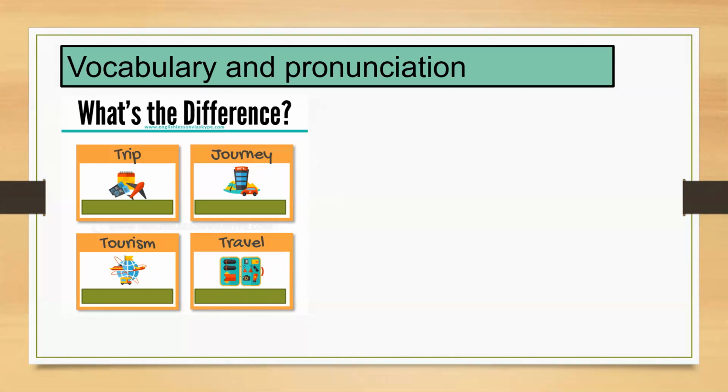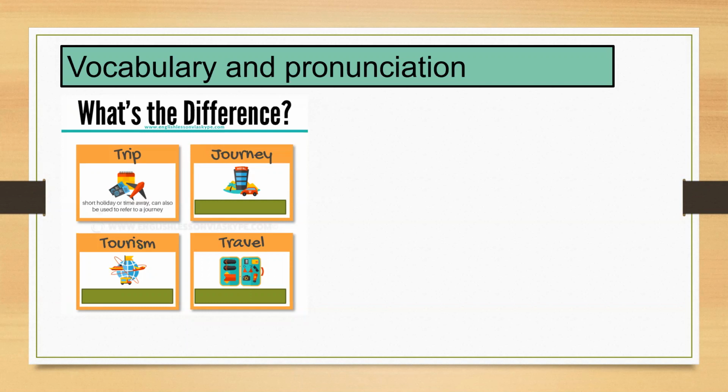For instance, or for example, we use trip and travel de manera indistinta, ¿sí? Decimos, I'm going to have a trip, or I'm going to travel, okay? And we express the very same thing, or we understand the very same thing. But let's see punctually what's the difference between each of them.